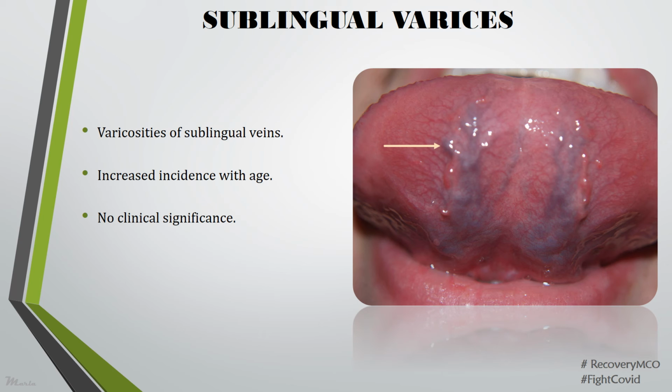In some elder individuals, we may also see such bluish varicosities generally on the ventral aspect of the tongue. These are referred to as sublingual varices and are generally a feature associated with aging. There is no symptom or other associated findings associated with this condition. Hence, no clinical significance is seen.